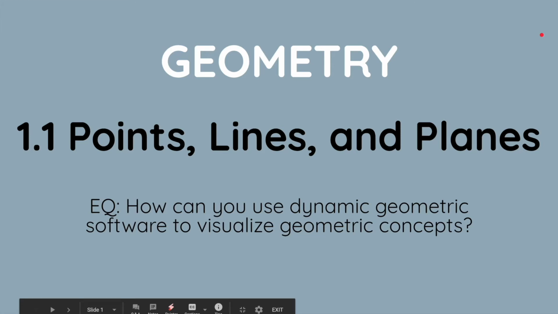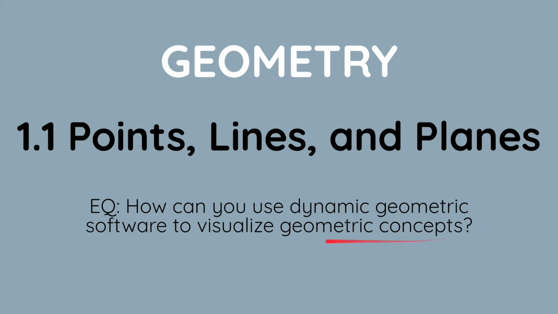Hello, today we will be going over 1.1 Points, Lines, and Planes of the Geometry Big Ideas Math Common Core High School textbook. Our EQ for this chapter is how can you use dynamic geometric software to visualize geometric concepts?